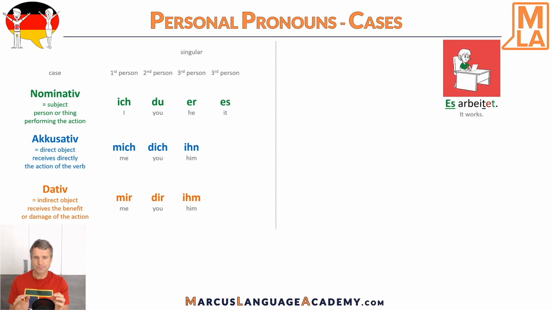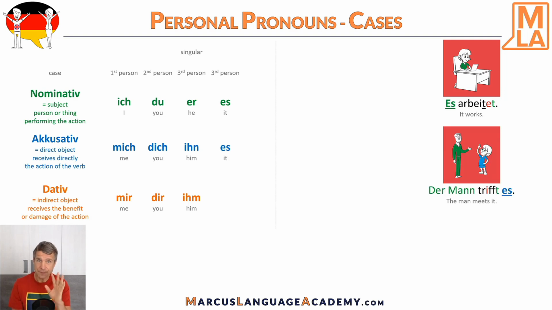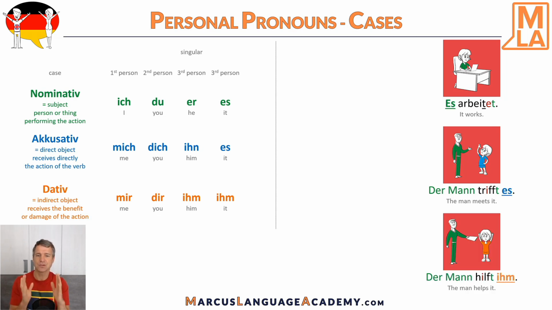The neuter, it in nominative is es. Example, let's say das Kind, the kid. Okay, so es arbeitet. It works. The accusative doesn't change. Der Mann trifft es. The man meets it. But the dative case changes to ihm. Der Mann hilft ihm. The man helps him. Well, let's say him.